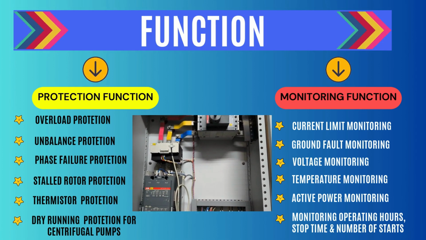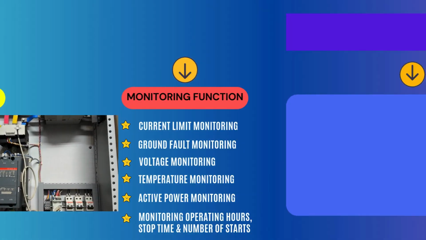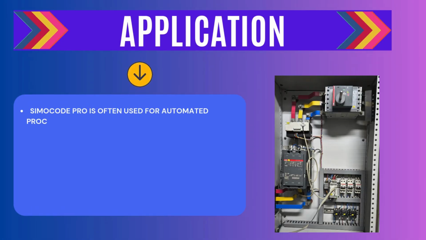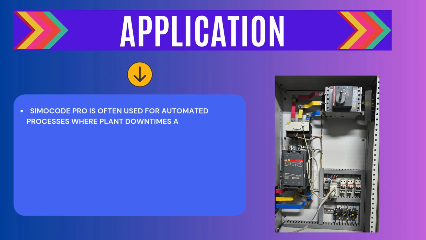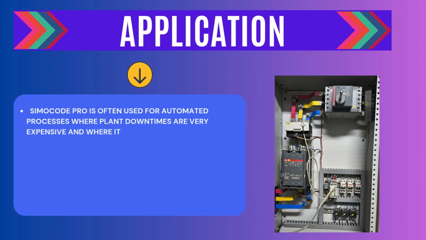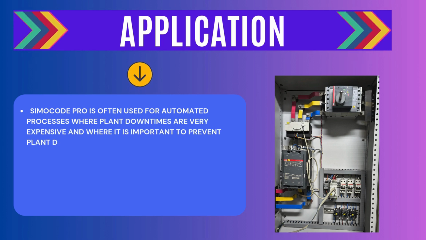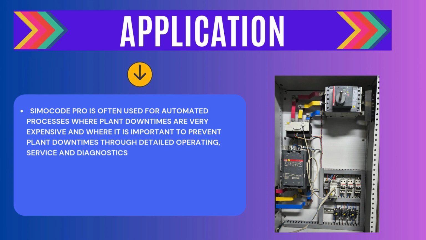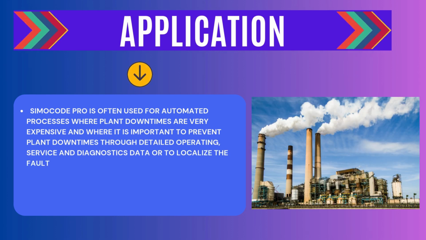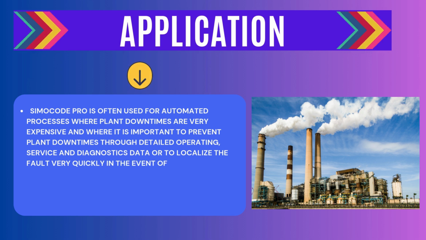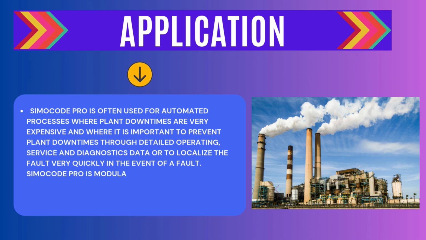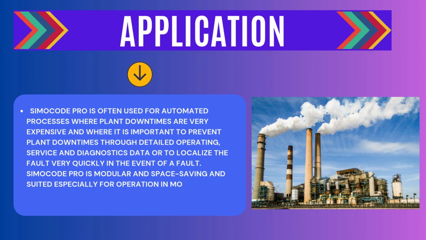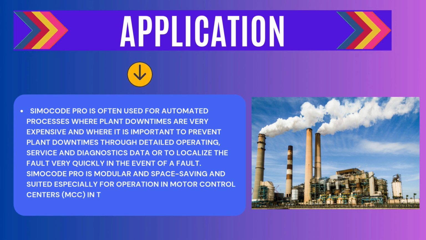Applications. Simocode Pro is often used for automated processes where plant downtimes are very expensive and where it is important to prevent plant downtime through detailed operating, service and diagnosis data, or to localize the fault very quickly in the event of a fault. Simocode Pro is modular, space saving and suited especially for motor control centers, the process industry and many plants.